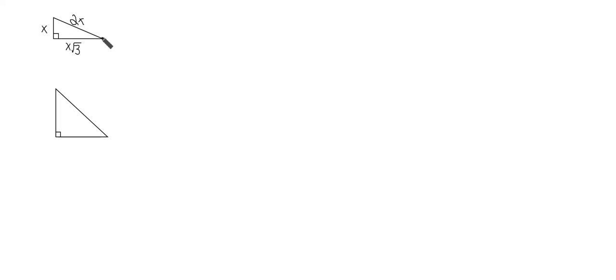Also note that across from the smallest angle, we get the smallest side. Across from the middle angle, we get the middle side. And across from the largest angle, we get the largest side. That is a property of triangles.